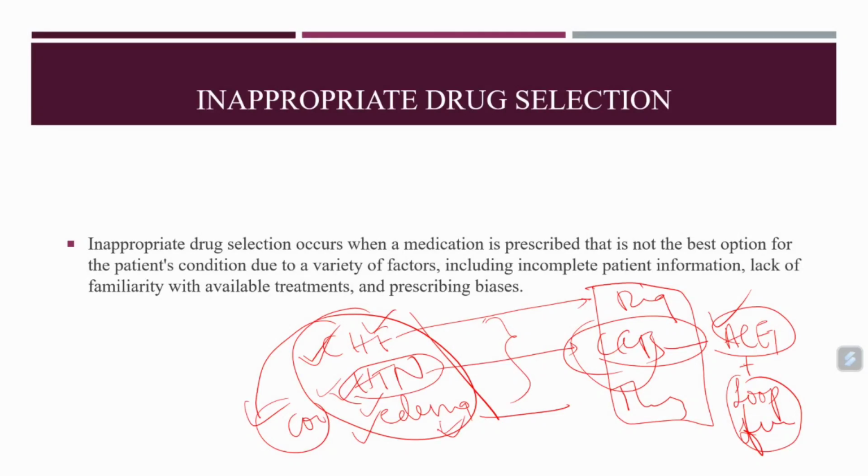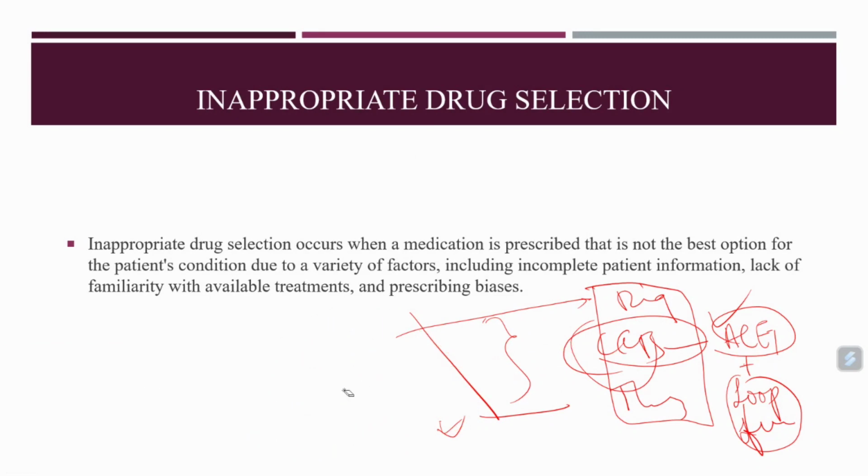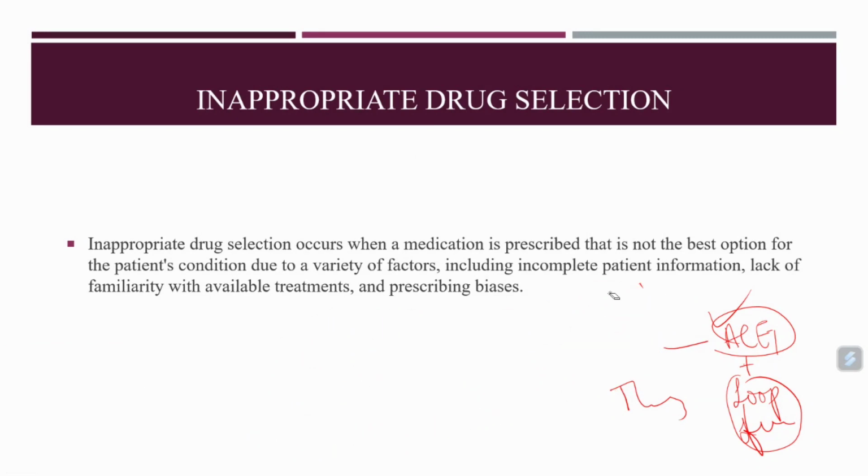So this is called inappropriate drug selection. In inappropriate drug selection, the clinical pharmacist plays a very important role. This is also one type of medication error. In this medication error, how can we prevent it? By selecting the appropriate drug for the appropriate disease condition. That is one type of medication error.